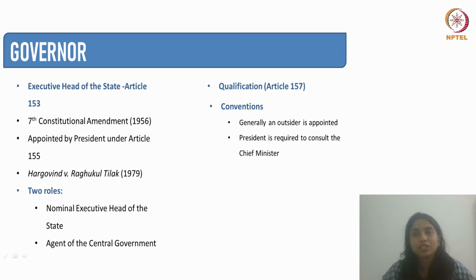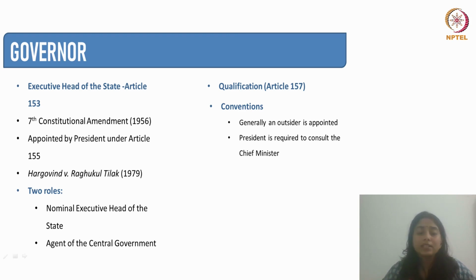Certain other conditions are mentioned. One is that he should not be a member of parliament or any state legislative assembly or any state legislative council. Secondly, he should not hold any office of profit. What amounts to office of profit is something that the central government and the state governments can decide from time to time. Essentially, the governor should be someone who does not have any other commitment. His only commitment should be towards the state or the states that he is appointed as governor for. And the emoluments, the allowances, and the privileges of a governor are decided by the parliament.